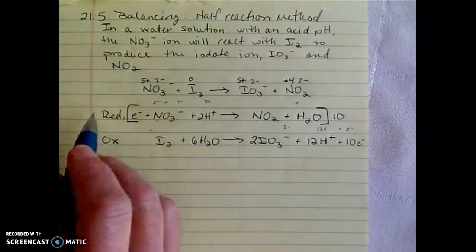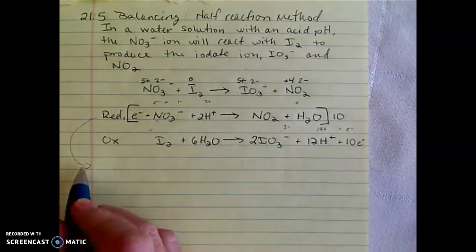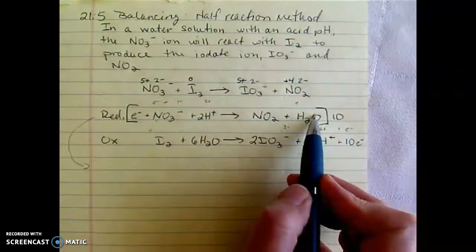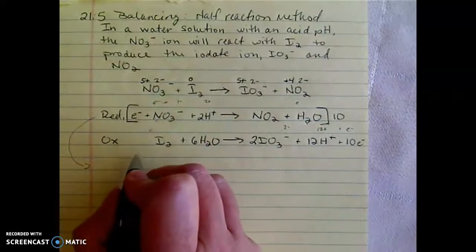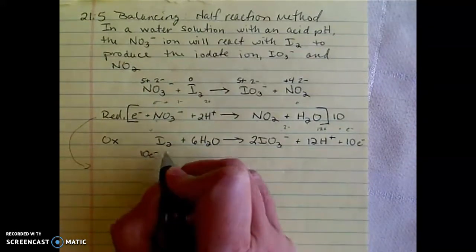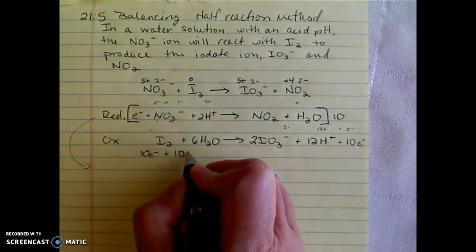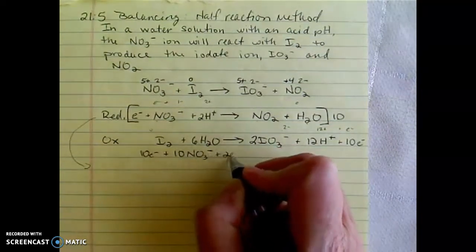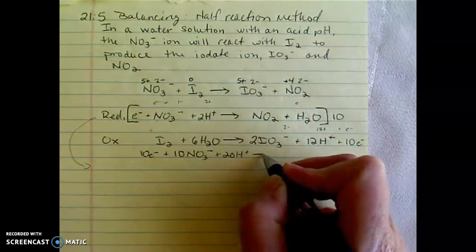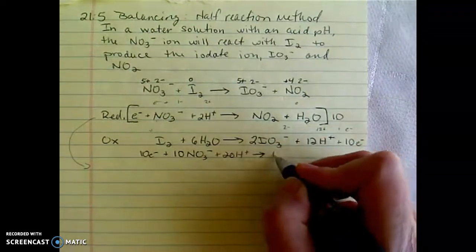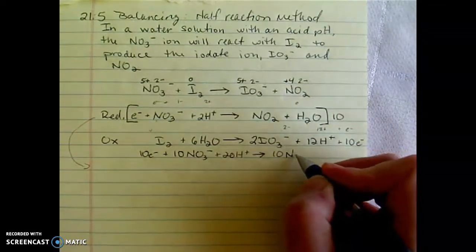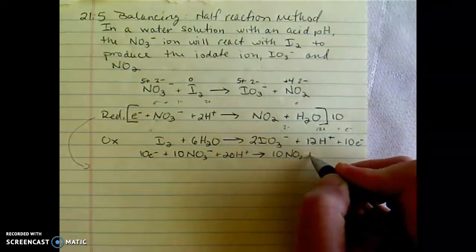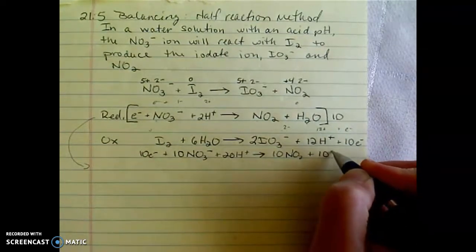So now I'm going to rewrite this equation down here and distribute the 10. So I'm going to have 10 electrons plus 10 nitrate ions plus 20 hydrogen ions, and it's going to produce 10 nitrogen dioxides and 10 waters.